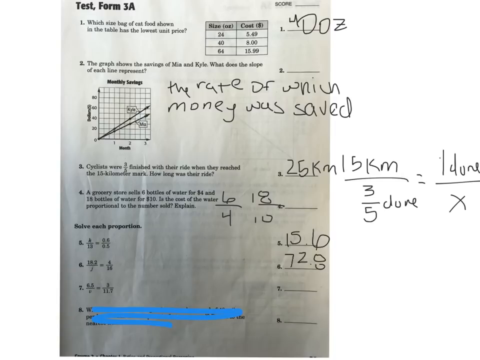For number 7, you're given 3 over 11.7, and you want to find v. So you do 3 divided by 11.7, which is about 0.2564. And then you divide 6.5 by that, and then you get your answer of 25.35.